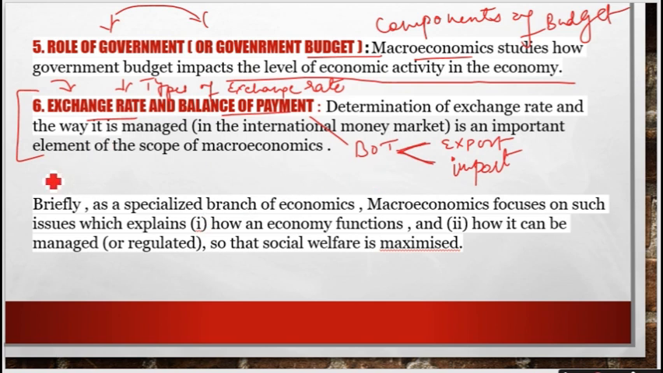Okay, now if I briefly explain the scope of macroeconomics, we can say that it is the specialized branch of economics which focuses on the issues such as how an economy functions, how it can be managed, or how the social welfare of the citizens can be maximized. I hope it is clear now.